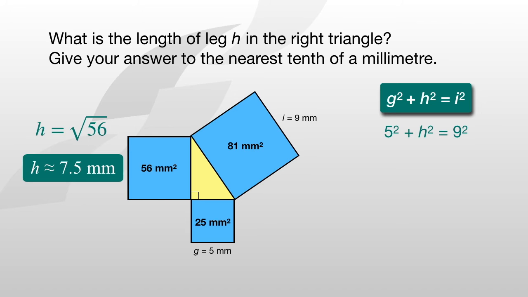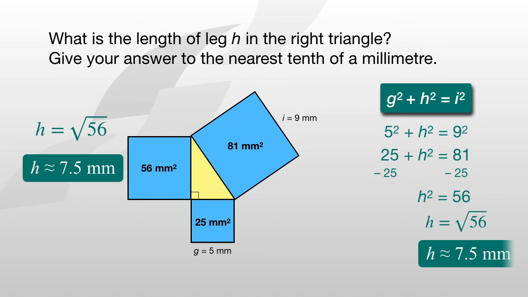Substituting 5 for G and 9 for I gives 25 plus H squared equals 81. Subtracting 25 from both sides of the equation gives H squared equals 56. Again, this number represents an area. It's the square root that represents the missing side length.